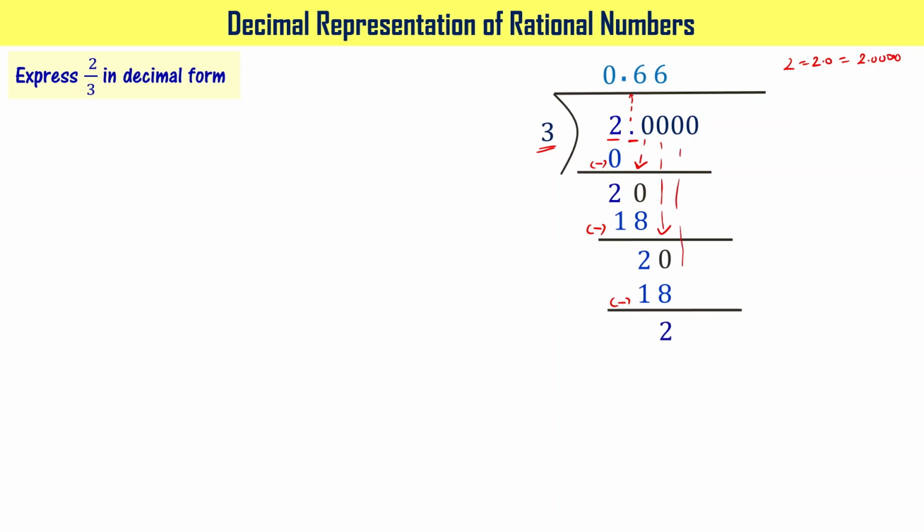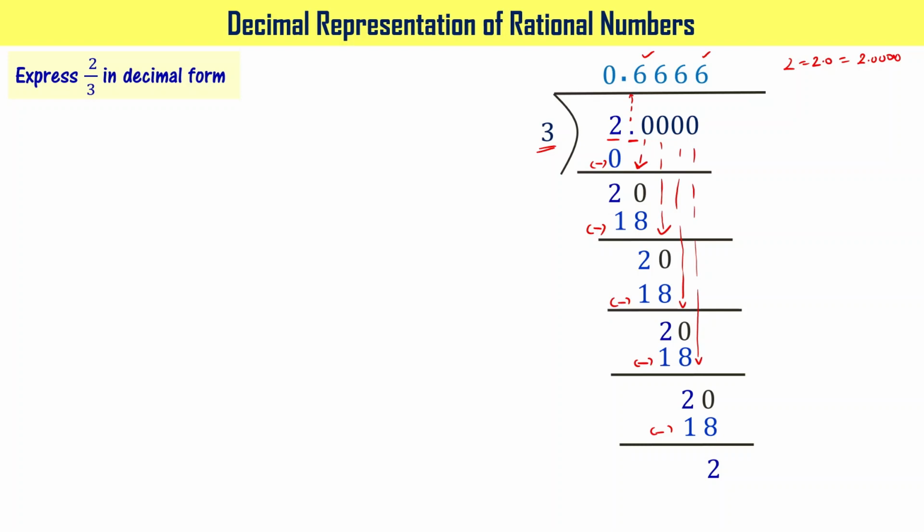Now bring the next 0 down. This is 20 again. 6 times 3, 18. When you subtract, again you get 20 minus 18 equal to 2, right? I can bring this 0 down now. This becomes 20. 6 times 3 is 18, right? When you subtract, again you get 2, right? You can continue this process. So you are going to repeatedly get 6 only in the quotient, right?